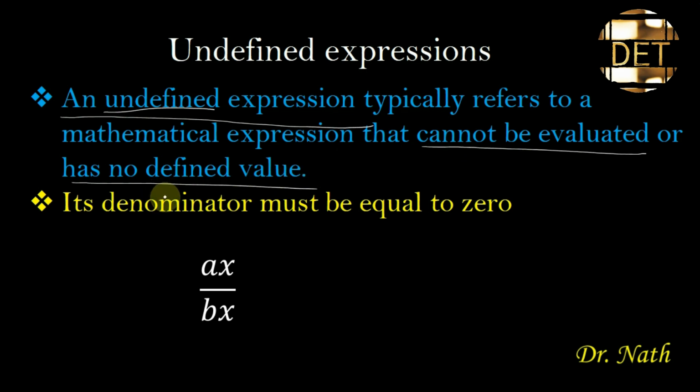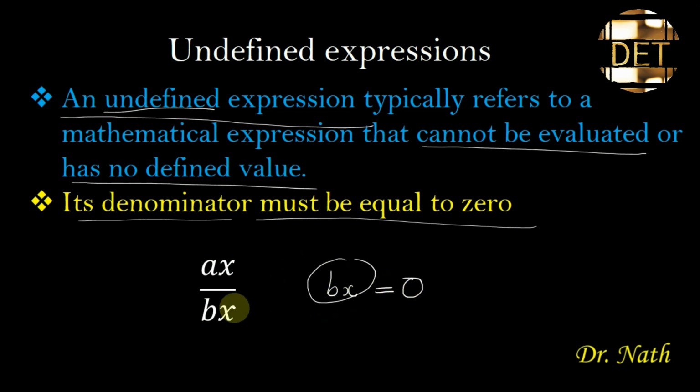In mathematics, for an expression to be undefined, its denominator must be equal to 0. So this point is very important. Let's look at this expression, for instance: ax all over bx. For this expression to be undefined, the denominator, which is bx, must be equal to 0.